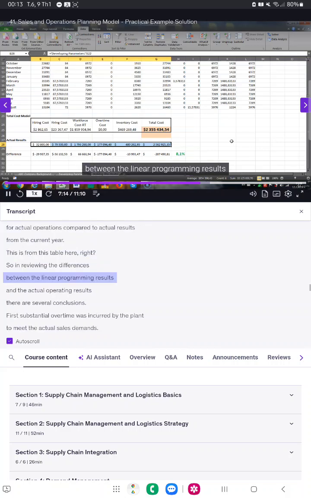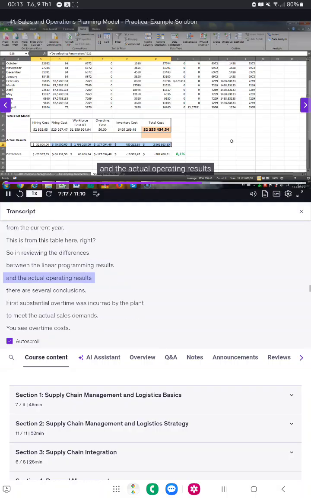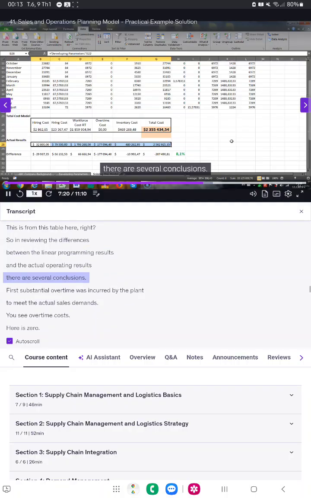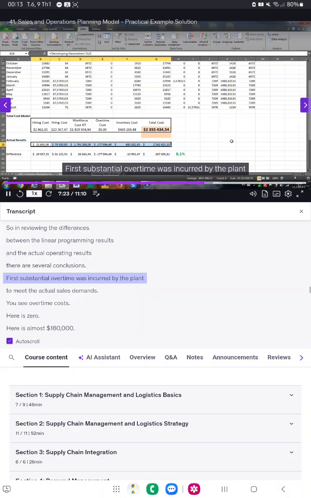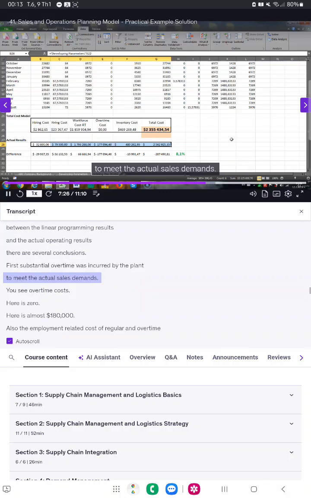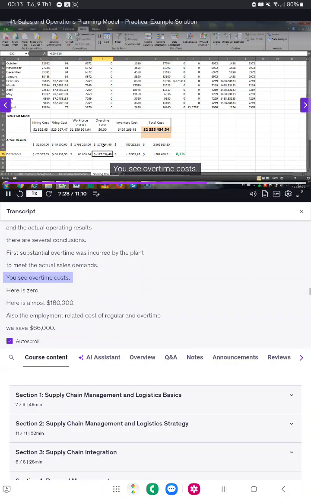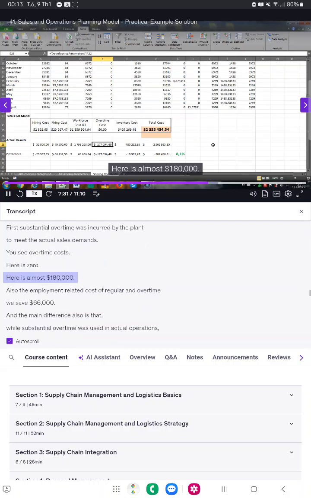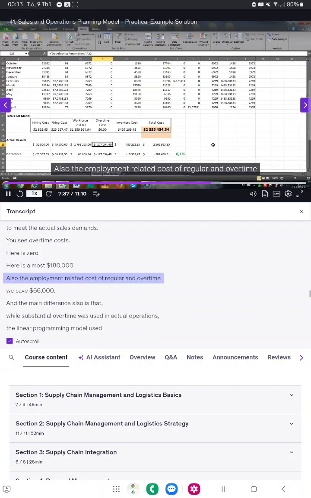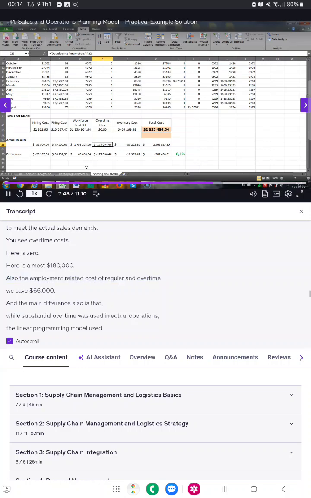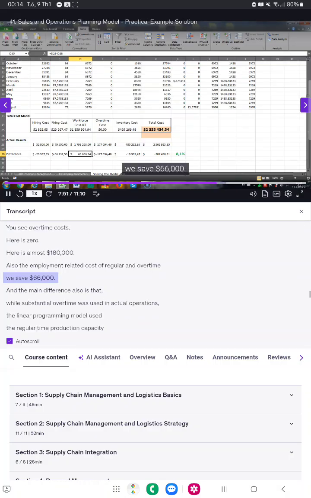So, in reviewing the differences between the linear programming results and the actual operating results, there are several conclusions. First, substantial overtime was incurred by the plant to meet the actual sales demand. You see overtime costs here is zero, here is almost $180,000. Also, the employment-related cost of regular and overtime, we save $66,000.